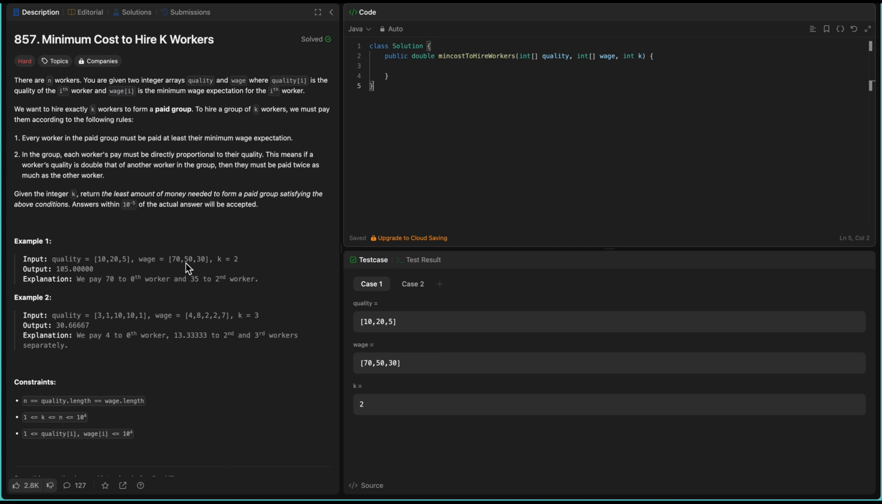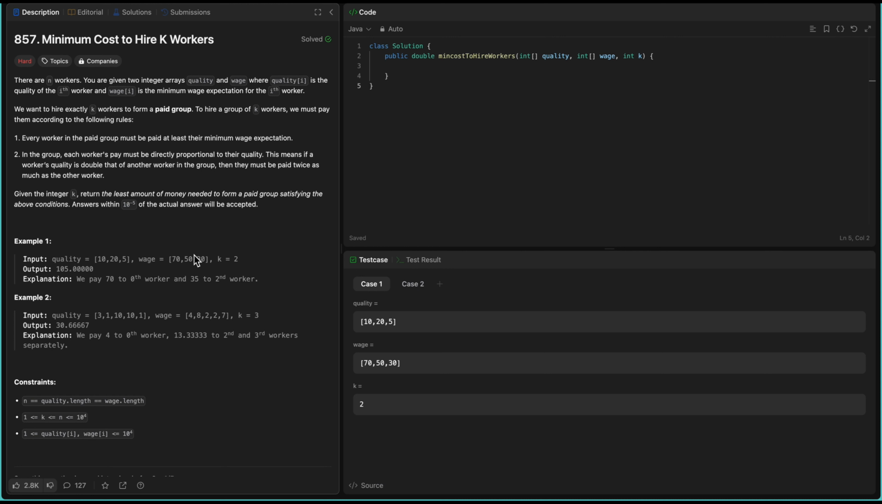And now we have to select K workers from this in what they are calling a paid group. And to hire the group of K workers, we must pay them according to the following rules, right? So first, rule number one is every worker in the paid group must be paid at least their minimum wage expectation.